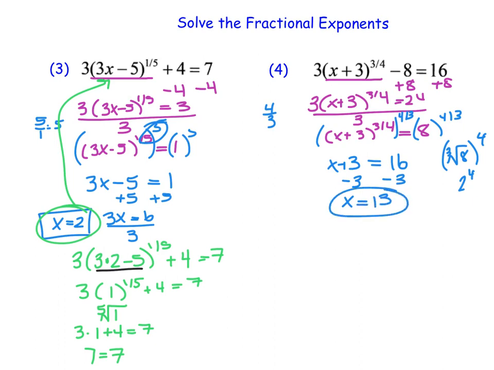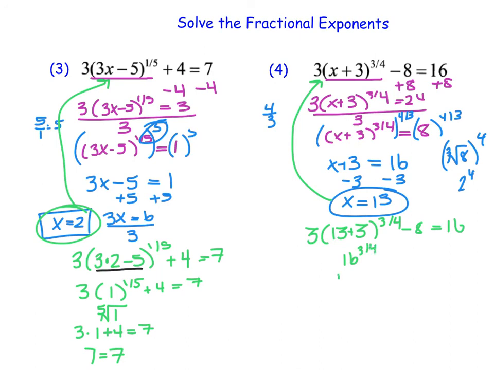Now I want to verify that my answer is true. So I'm going to substitute it back into my original equation. So I have 3 times (13 plus 3) to the power of 3/4 minus 8. And I want to make sure that's equal to 16. Well, 3 and 13 added together is 16. So this is really 16 to the power of 3/4.